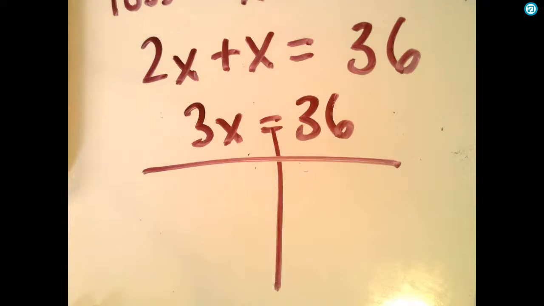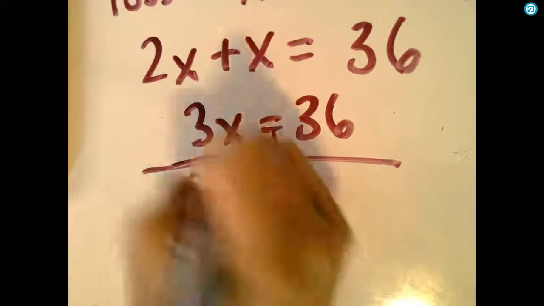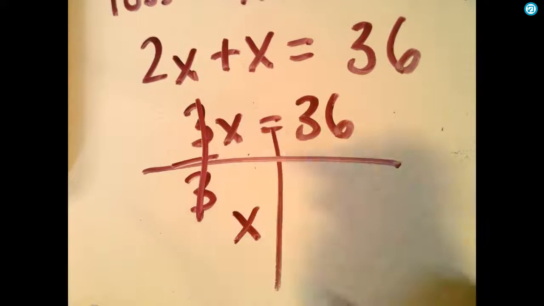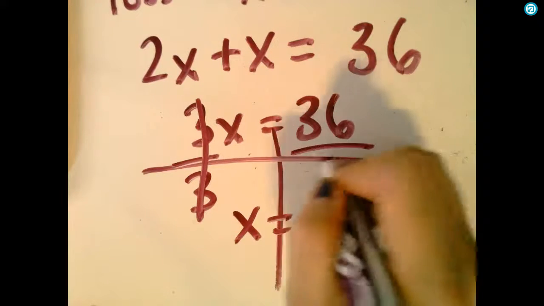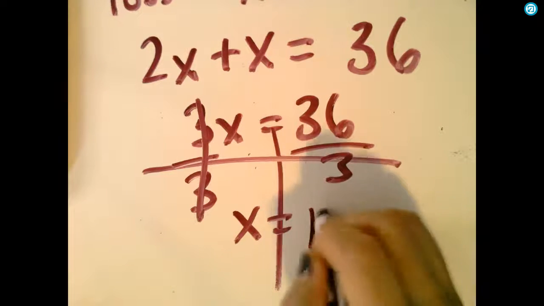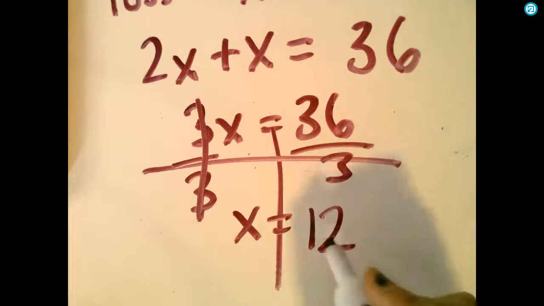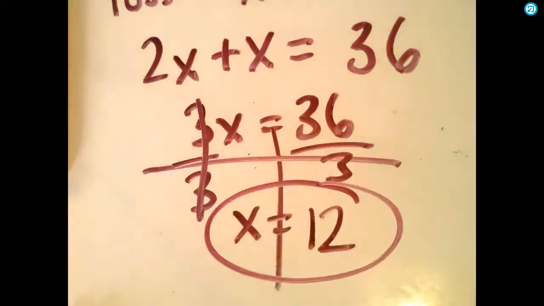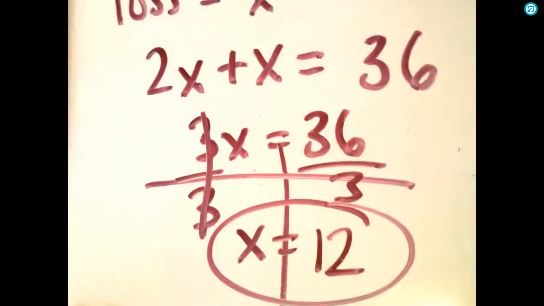So we do the opposite. We're going to divide by 3. 3 divided by 3 is just 1. We have 1x equals, and 36 divided by 3, you should get 12, because 12 times 3 is 36. So x equals 12. But is that the answer?